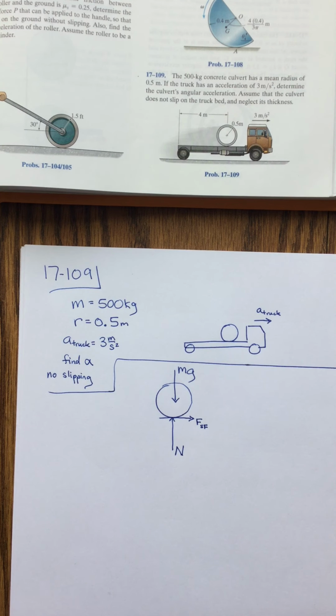This is problem 109 from chapter 17. The 500 kilogram concrete culvert has a mean radius of 0.5 meters. If the truck has an acceleration of 3 meters per second squared, determine the culvert's angular acceleration. Assume that the culvert does not slip on the truck bed and neglect its thickness.